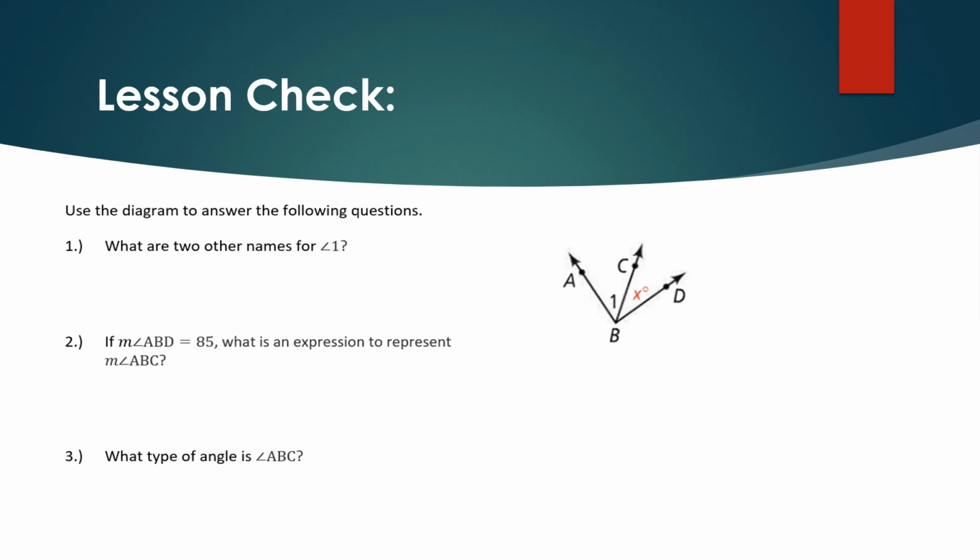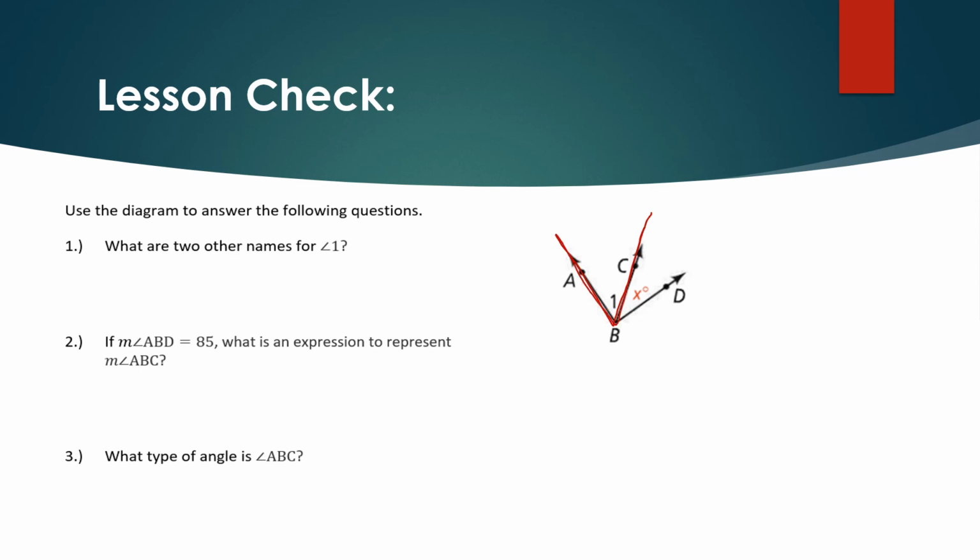So this is the end of our lesson. We're going to have the lesson check, and this is just a brief overview of everything we talked about today. It says, use the diagram to answer the following questions. Number 1, they're asking, what are 2 other ways to name angle 1? Angle 1, I'm highlighting it in red.